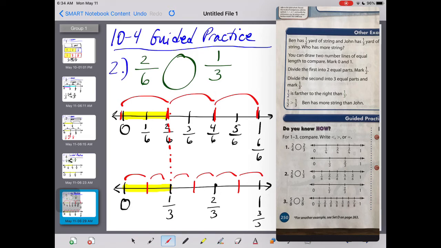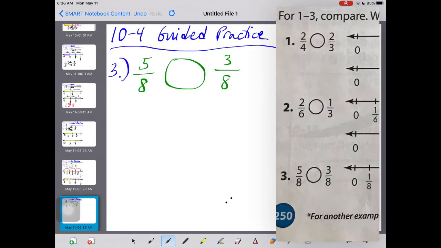You know what? 2/6. If you have a candy bar that's divided up into 6 equal parts, and you have 2 pieces, you're going to have the same amount of candy that if someone had the same size candy bar and divided that up into 3 equal pieces, and they only had 1 piece, you'd have the same amount of candy. So 2/6 is equal to 1/3. How about that?